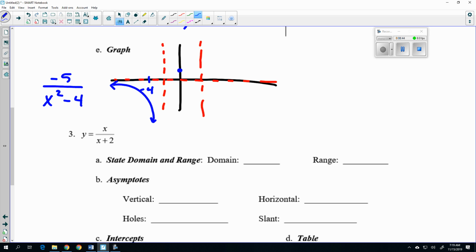Okay, let's go to this far section. What happens when I plug in a positive 4? Is it exactly the same? Is it okay? So it's going to be down here. And then what about that middle section? Is it just a dot? Or what do you think it might do?